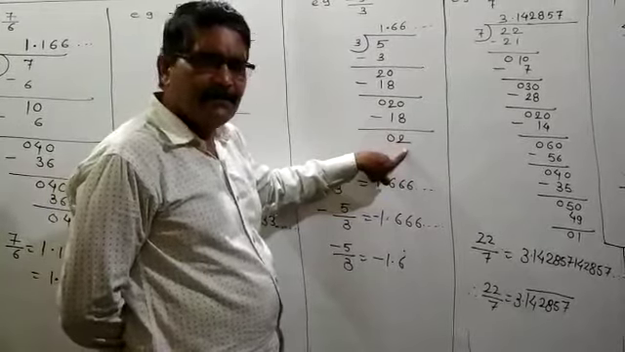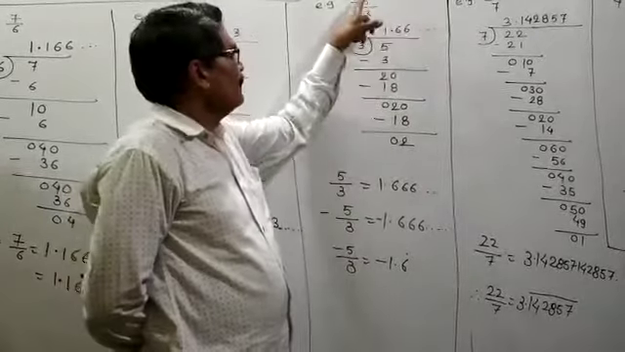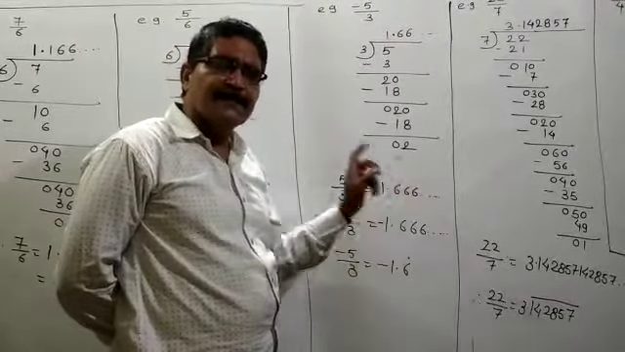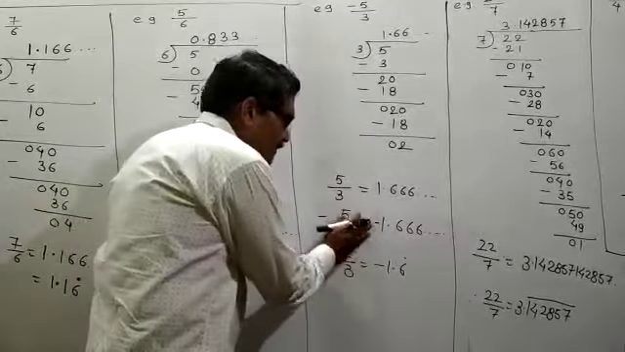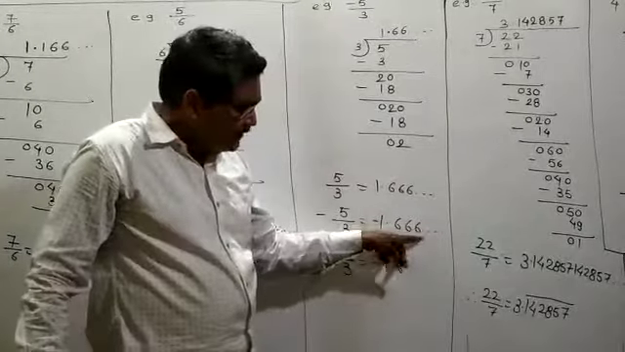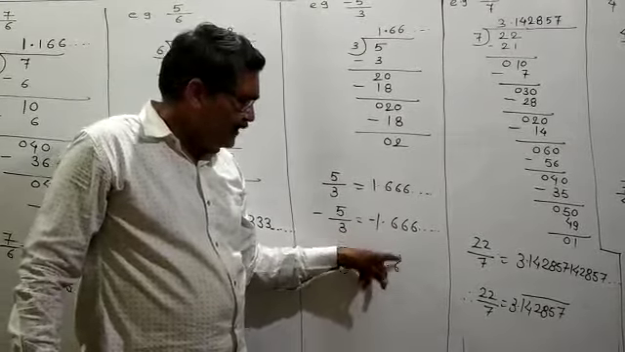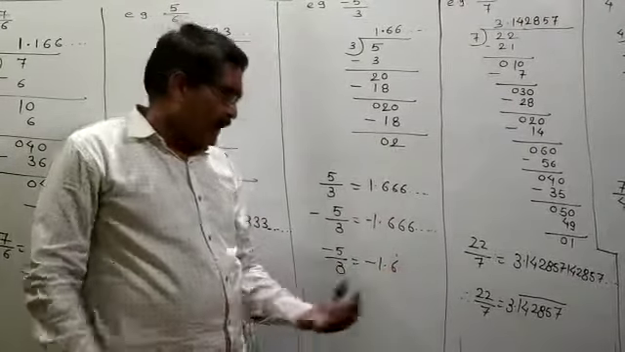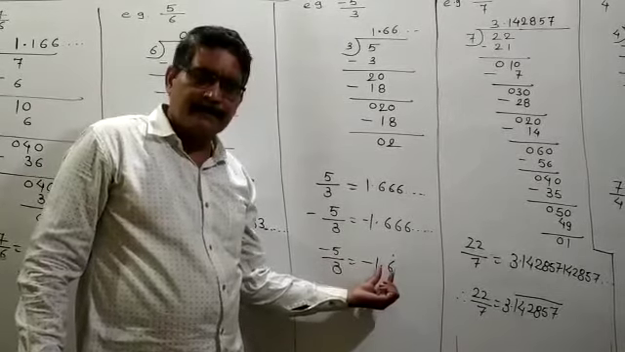If you keep giving the division at each step, 6 will repeat in the quotient. So 5 upon 3 is equal to 1.666 recurring, means 6 is repeating. So minus 5 upon 3 is equal to minus 1.666 recurring, and only this 6 is repeating. Minus 1 as it is you have to write, the decimal point as it is, and on the 6 you have to give the dot, because 6 is repeating. You will read this as minus 5 upon 3 is equal to minus 1.6 recurring.